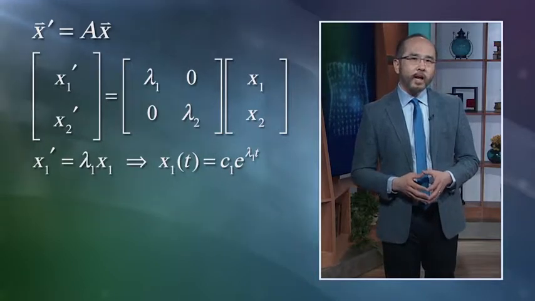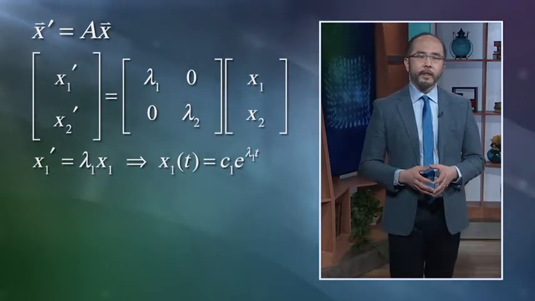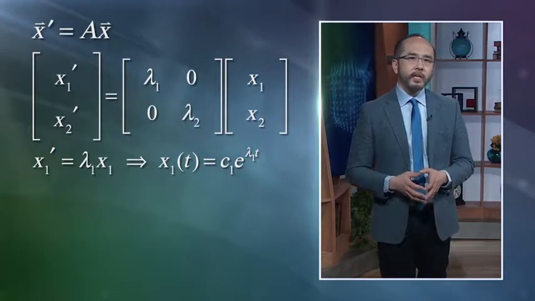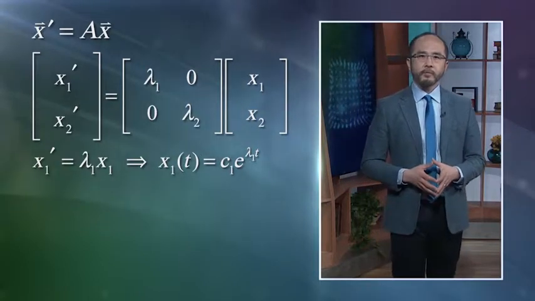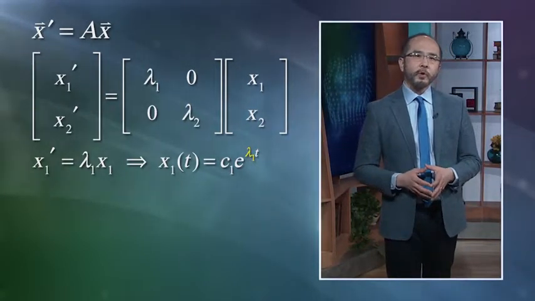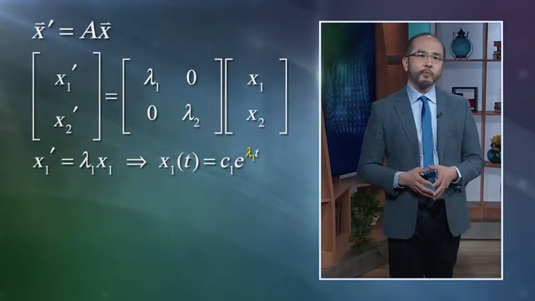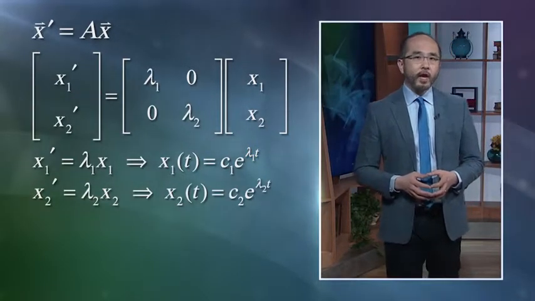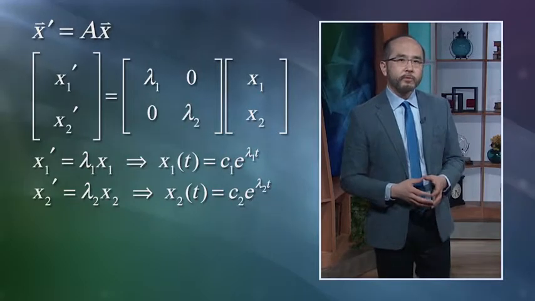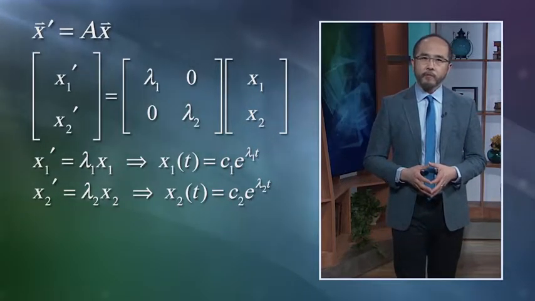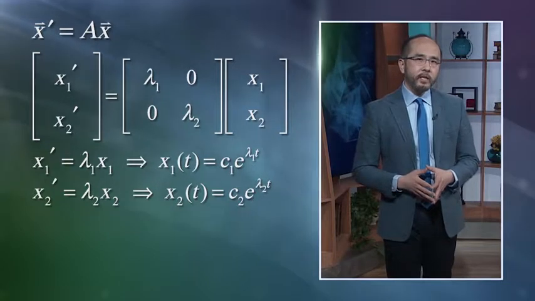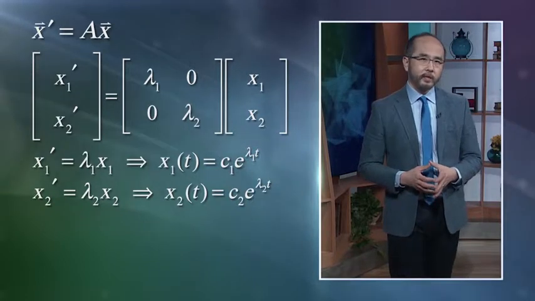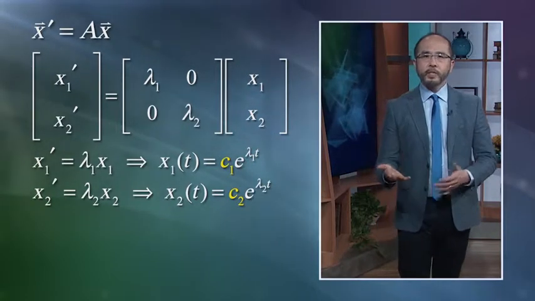So if x1 prime equals lambda 1 times x1, then x1 of t equals some constant c1 times e to the quantity lambda 1 times t. You see, the exponent has the rate lambda 1 in it, and that comes from the proportionality constant in the DE. Similarly, x2 prime equals lambda 2 x2. So that means if you solve the differential equation, x2 of t equals some constant c2 times e to the quantity lambda 2 t. The constants c1 and c2 here are arbitrary.